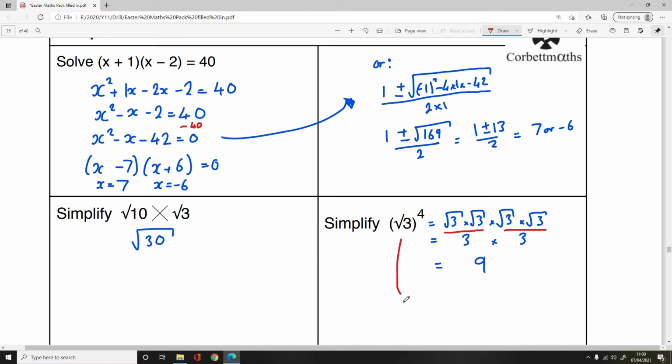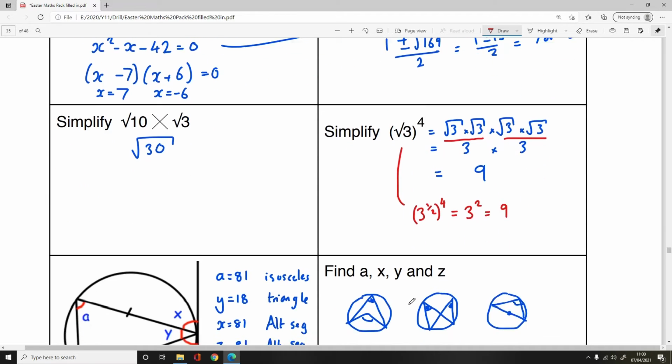Another way would be to have it as like a power. So we know that 3 to the power of half is the same as a square root. So that's 3 to the half to the power of 4. Multiply those two things together, so a half times 4 is 2. And then we could get 9 that way as well. Either way.